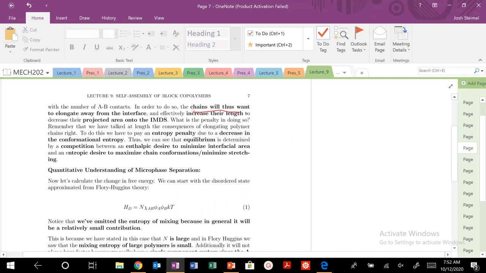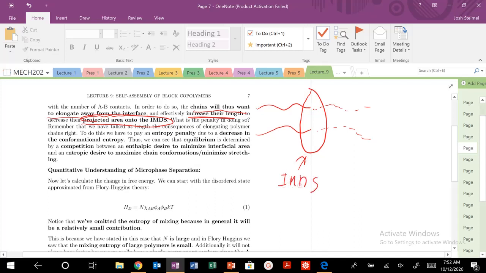But what's going to happen here is the chains are going to want to elongate, move away from that interface. So their length is going to increase. They're going to elongate in order to decrease this projected area. So let's look at it a little bit slower. I have a chain like this. I want to minimize really only around this IMDS, or intermaterial dividing surface. Only along here can I have my AB contacts.